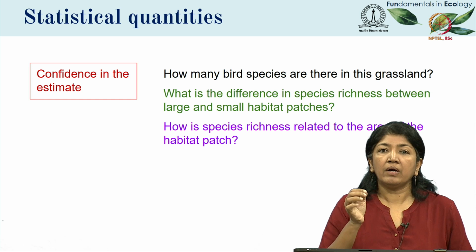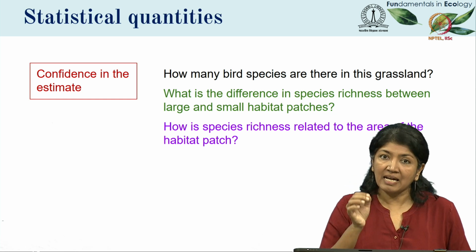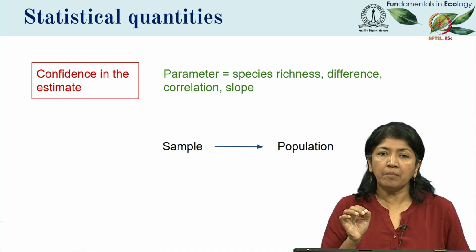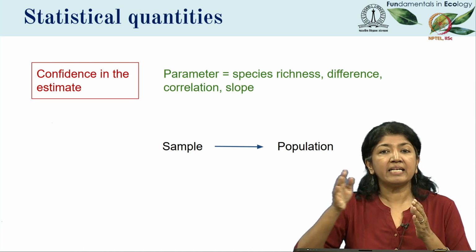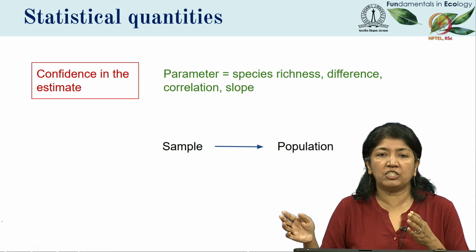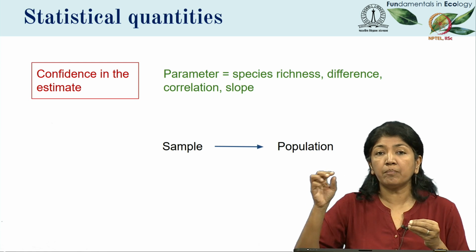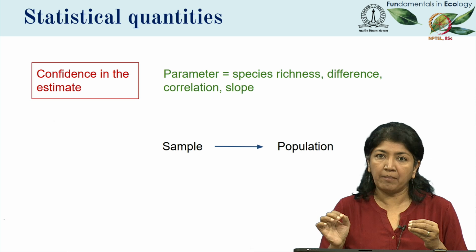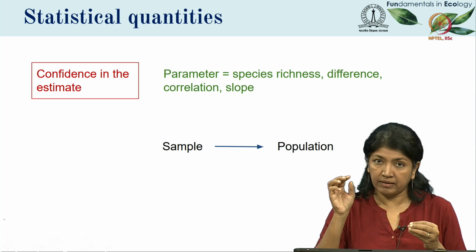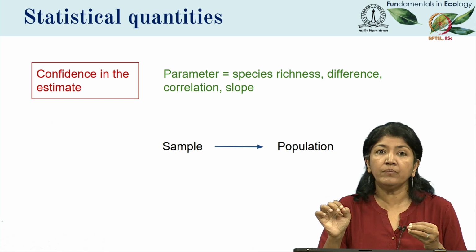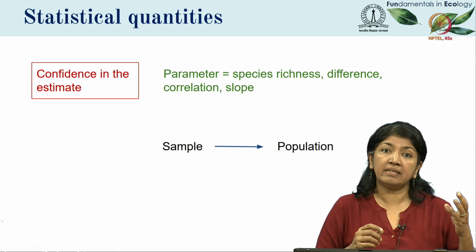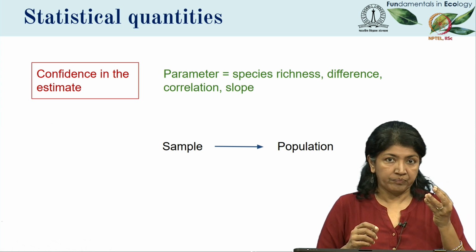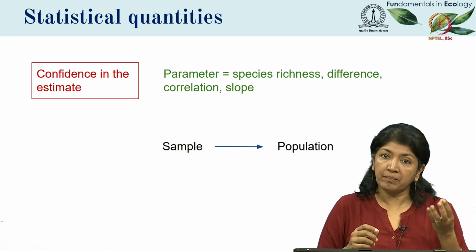However, we are not interested in the sample mean for itself. We are interested in what the sample can tell us about the population. So, we are interested in the population parameter. We usually use the term parameter to indicate the true population value, and we use the term estimate to indicate the calculated value from the sample.